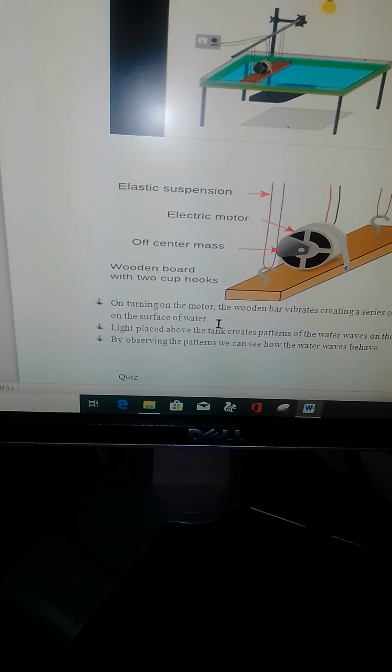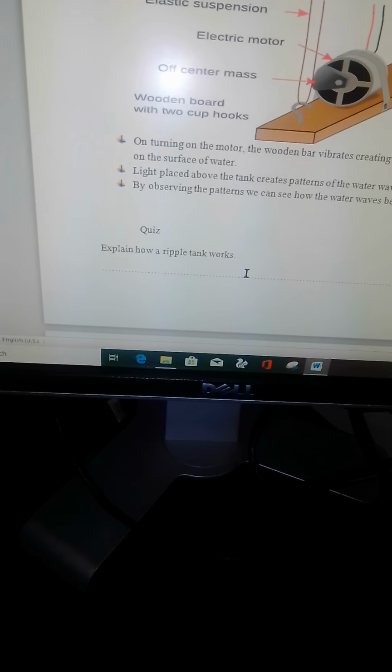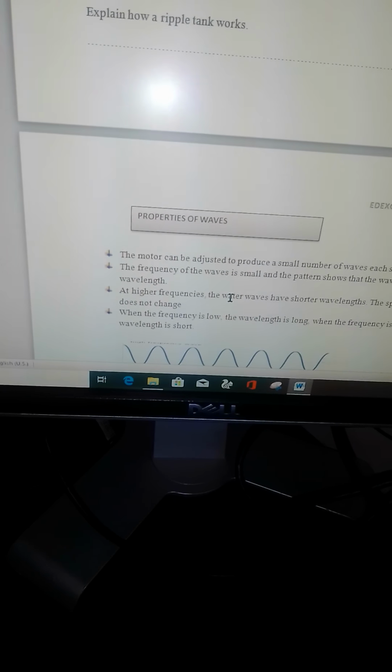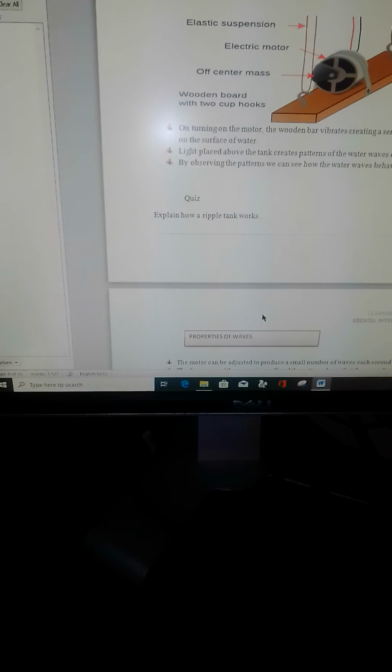Now, I want us to see in a more practical way how a ripple tank works. Let us see how a ripple tank works. Now, there we go.